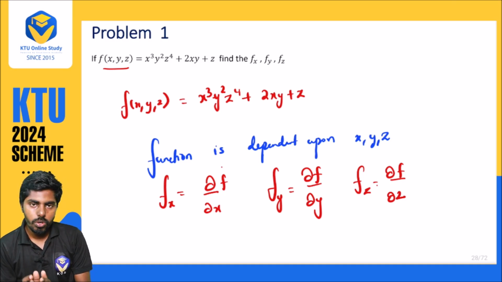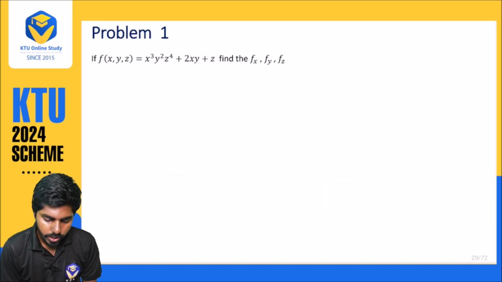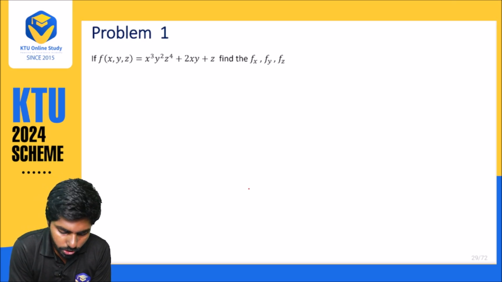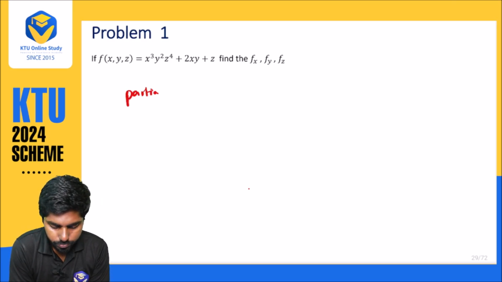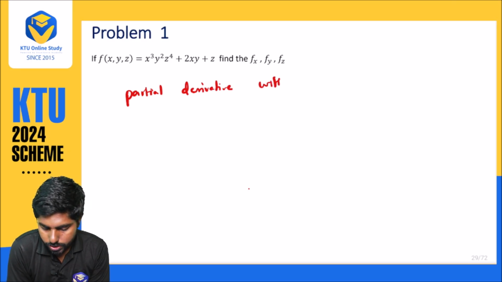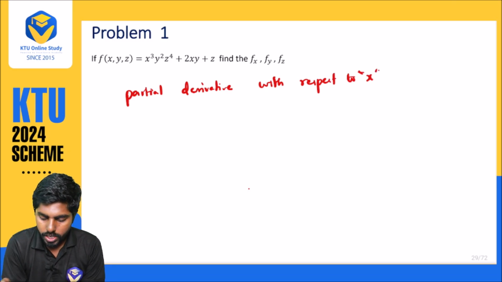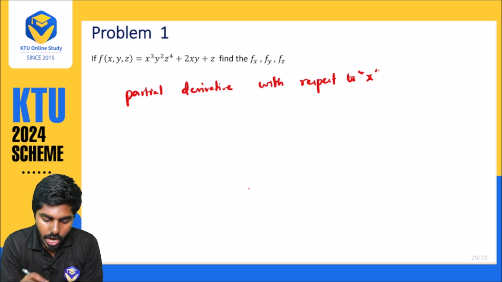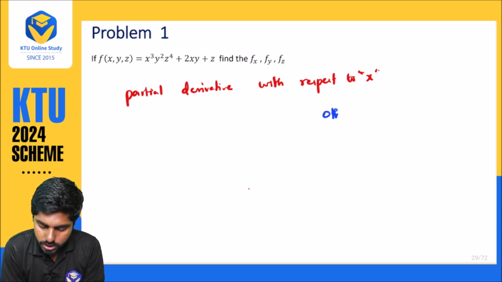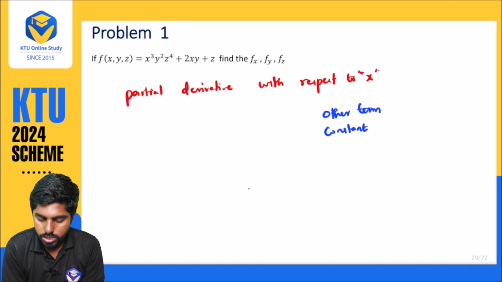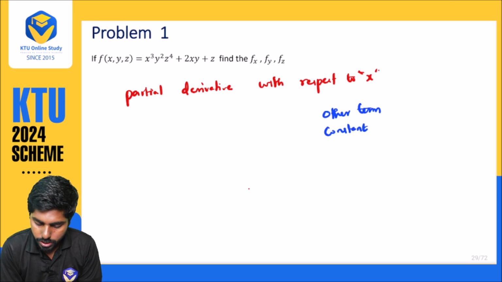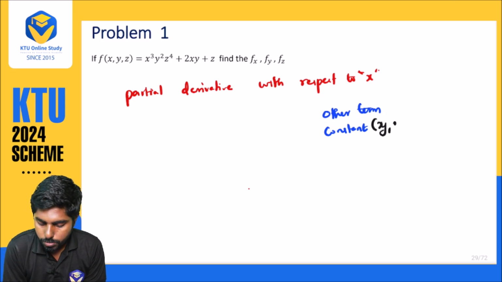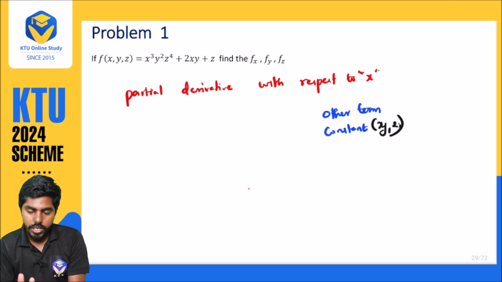Okay, now we will be solving this sum. They have given f of x, so now we want to identify the partial derivative with respect to x. When we are taking it with respect to x, what will happen? Other terms are treated as constants. Here, what are the other terms? The other terms are y comma z.